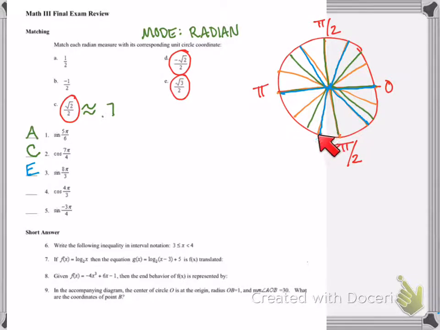But since we're going to the left, it's going to be negative 1/2. So that's letter B. And then by process of elimination, we've used B, E, C, and A. This last one has to be D.